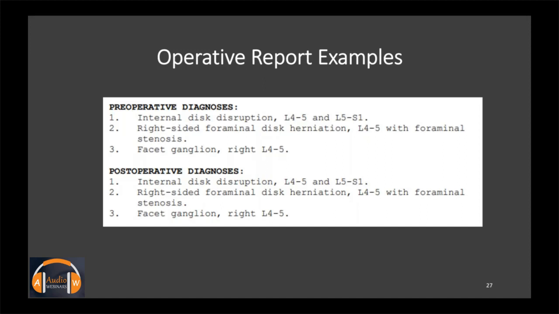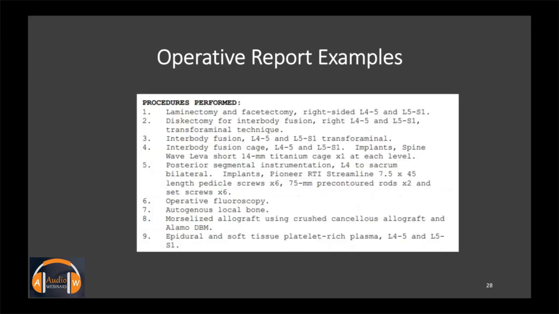Postoperative diagnoses. So we're looking at herniated disc L4 to S1. So we've got two levels of the spine. Right-sided foraminal disc herniation with stenosis, and then a ganglion on the facet at L4 to L5. The procedures performed. So we've got quite a list here. Remember, this is the wish list. So this is what the surgeon intended to do.